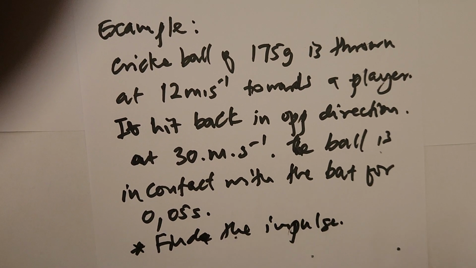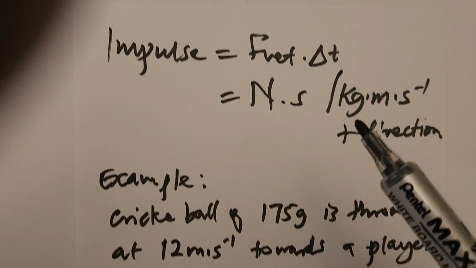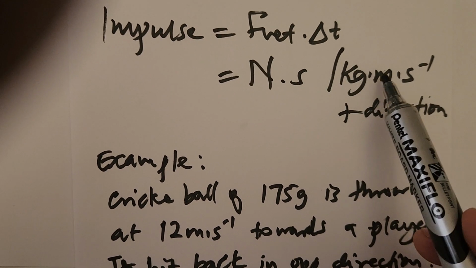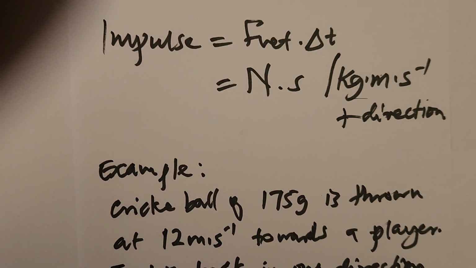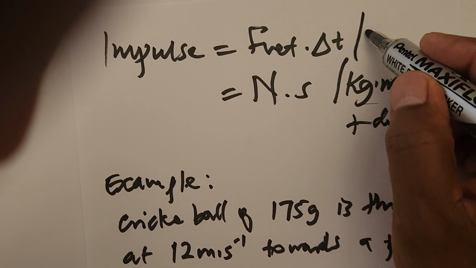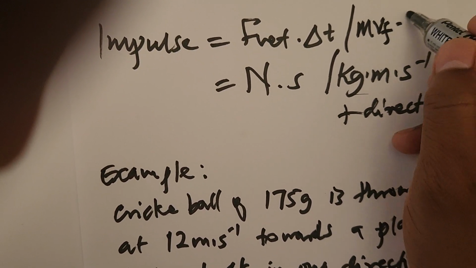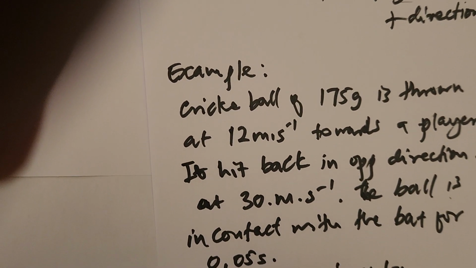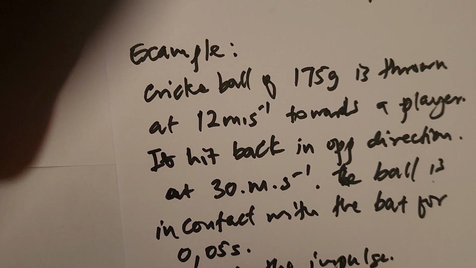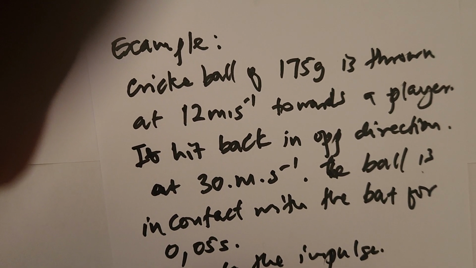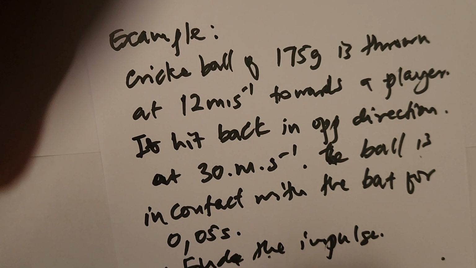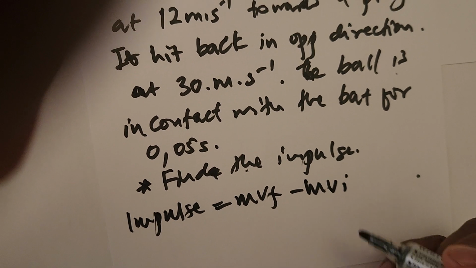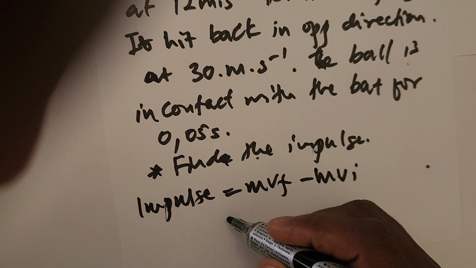Remember, in this case, impulse is twofold, meaning that impulse is F net delta t. But if this is not given, we can use change in momentum, meaning that impulse will also be mvf minus mvi. So the two are the same. Here we are not given F net and delta t, but we can now use change in momentum. We'll say impulse equals mvf minus mvi.